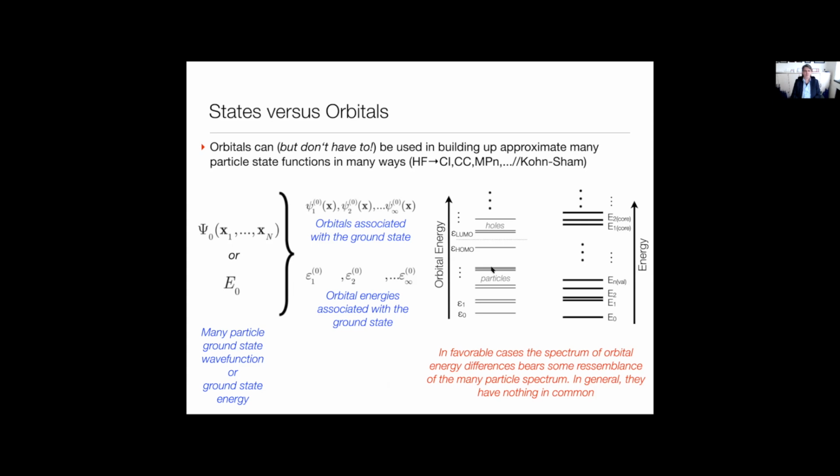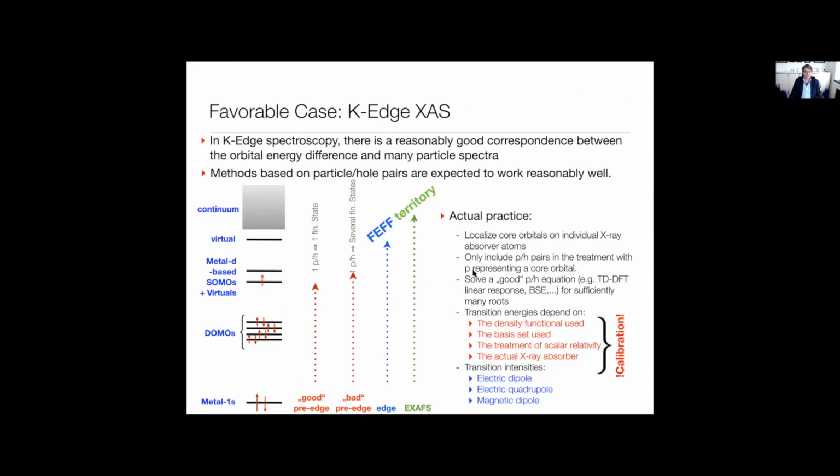In quantum chemistry, a state is a many particle state, and an orbital is an orbital. An ensemble of orbitals can be used to approximate a many particle state. But in general, these orbitals are not observable, and they're to some extent also arbitrary. And so it's very important in my mind to make this distinction. And I want to make that less abstract by showing you an example.